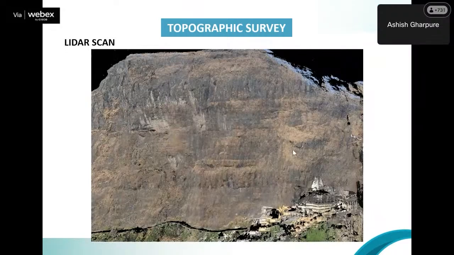So this is a LiDAR image of one particular location. This is the Saptashringi site near Nashik in Maharashtra. We had scanned this whole hill. So this is what LiDAR can do. You get the XYZ data, which is later very helpful because then you can plot your cross section anywhere you want.